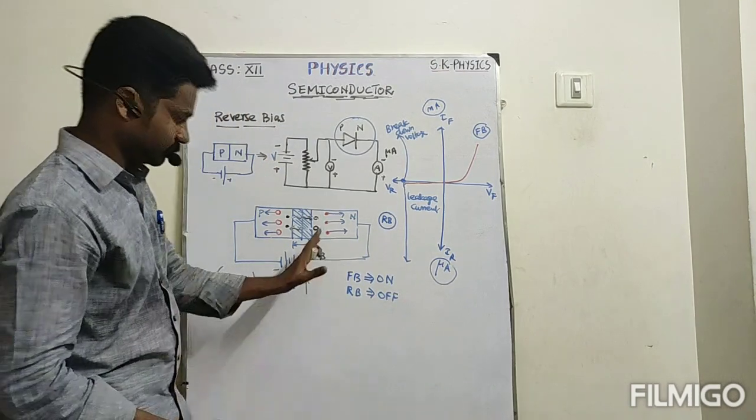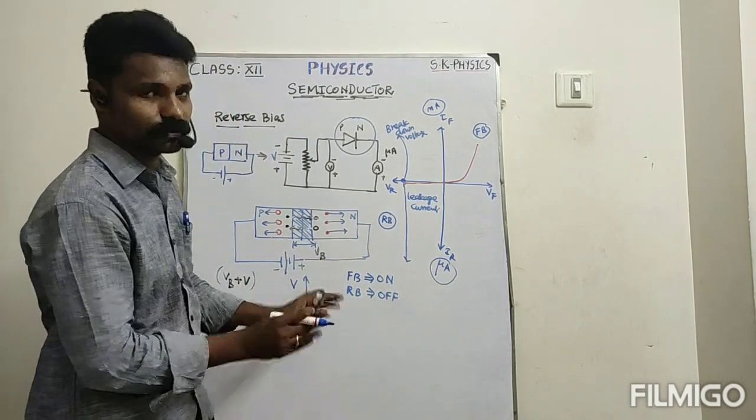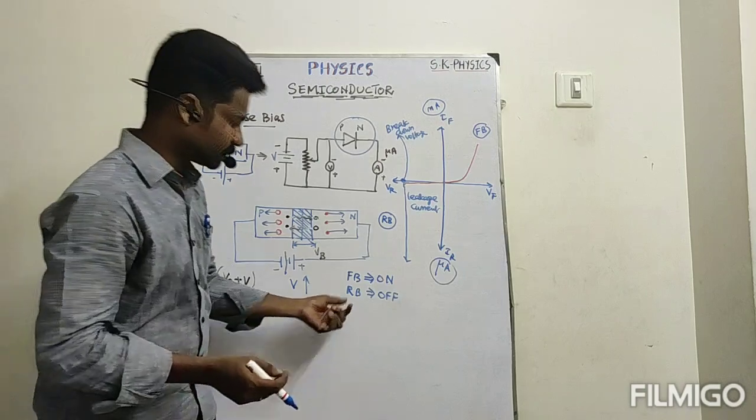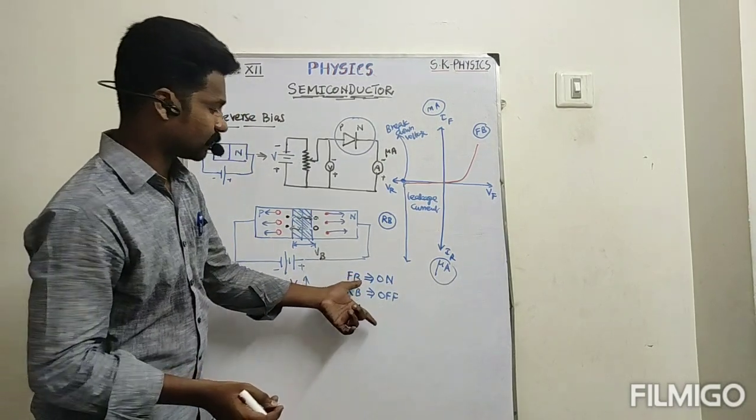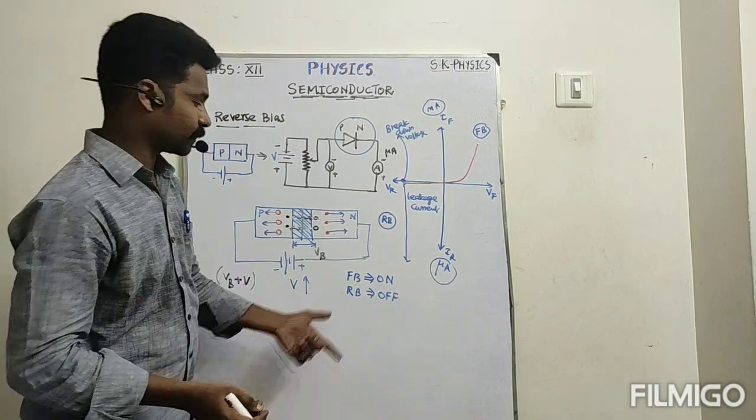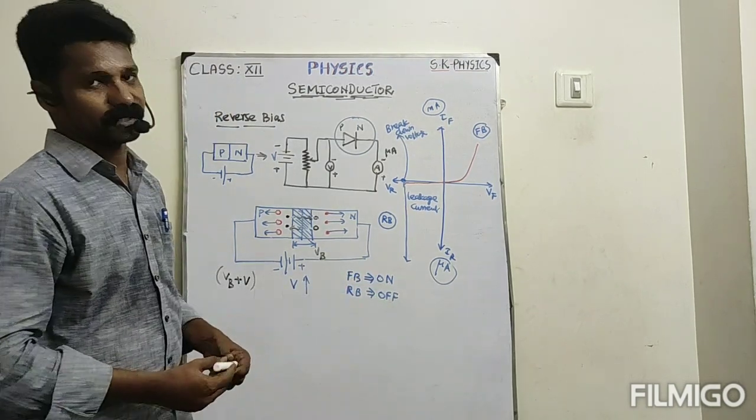Practically the current is there, but due to the minority charge carriers only, so it is a very small amount. So we can say the diode in reverse bias acts as off condition, but in forward bias it acts as on condition.